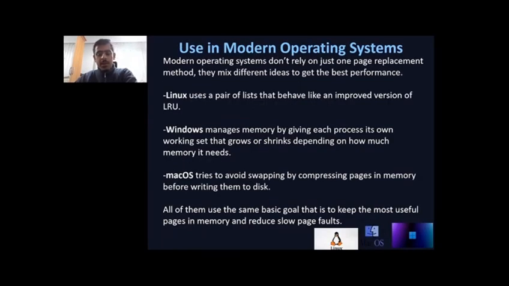Here we have modern operating systems. Modern operating systems usually use different ideas to get better results. Here we have three: Linux, Windows, and Mac. Let's start with Linux. Linux uses a structure similar to LRU. The second one is Windows. Windows adjusts to the working set size of each program. The third one is Mac. Mac saves space by compressing pages. All of them try to keep the most useful pages in memory.